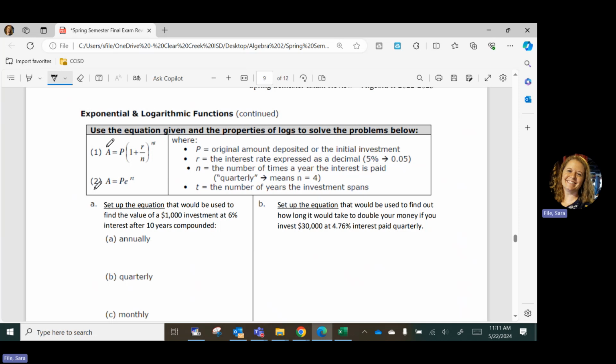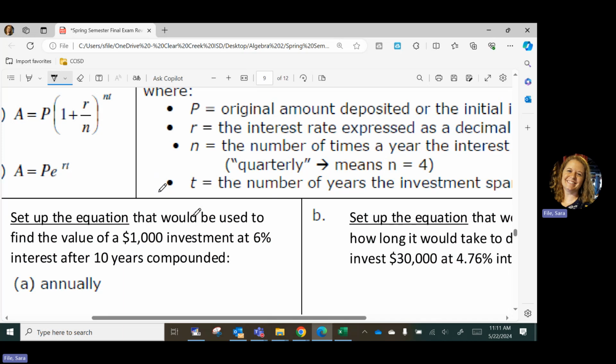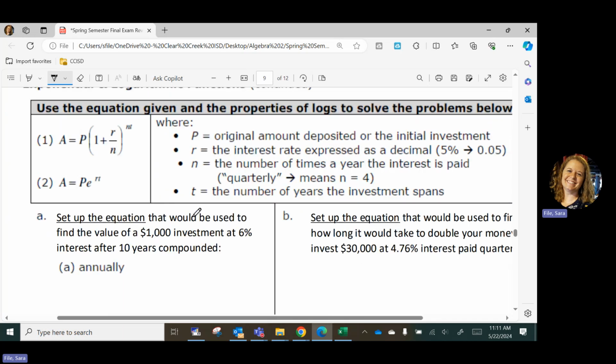Okay, so this first equation is compound interest. This one with the E, I call it PERT. It's P times E to the RT. That is continuous. So if you see the word continuous, you're going to use that second equation. So A says to set up the equation that would be used to find the value of a $1,000 investment at 6% interest after 10 years.